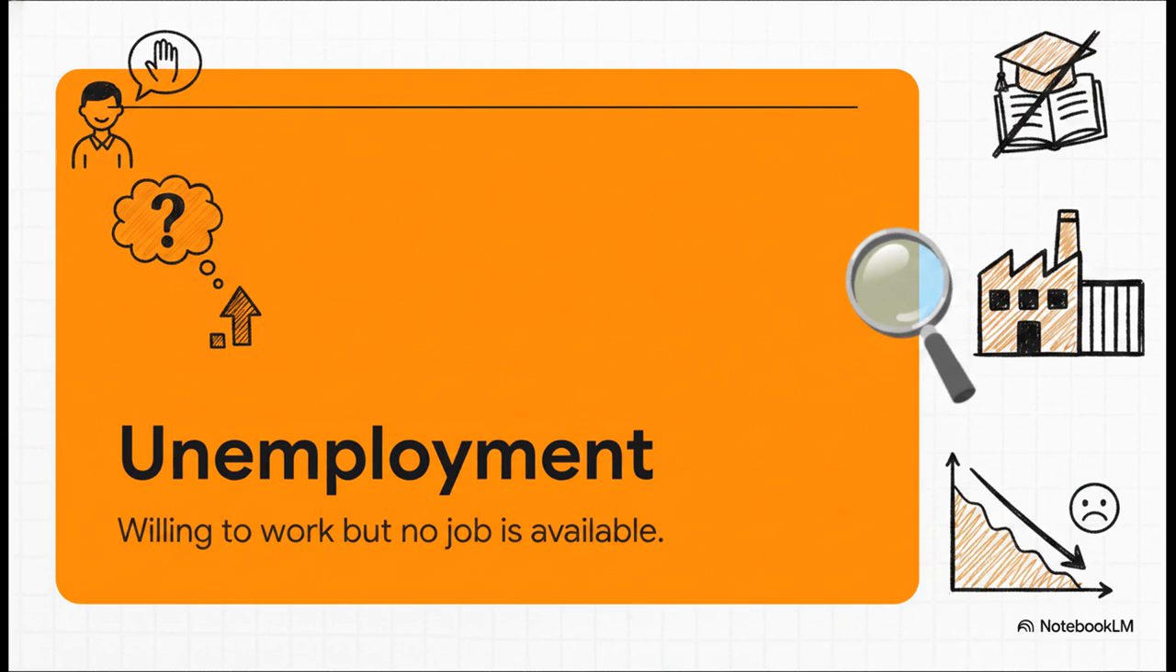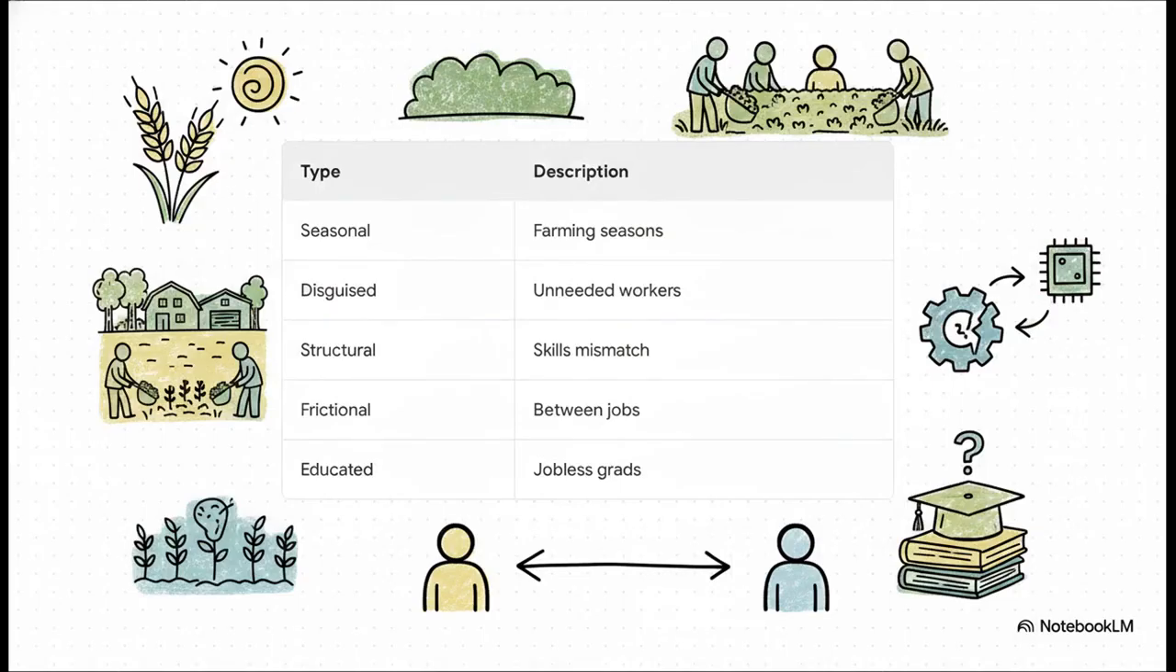Unemployment strictly means you are actively raising your hand for a job, but there simply isn't one available for you. Which brings us to the types of unemployment. This is a guaranteed exam topic, so let's make it simple. Seasonal means you only work during harvest time. Structural means your skills just don't match the new jobs that are available. Frictional is that brief temporary gap when you're moving between 2 jobs. Educated means you have a fancy degree, but still no job.